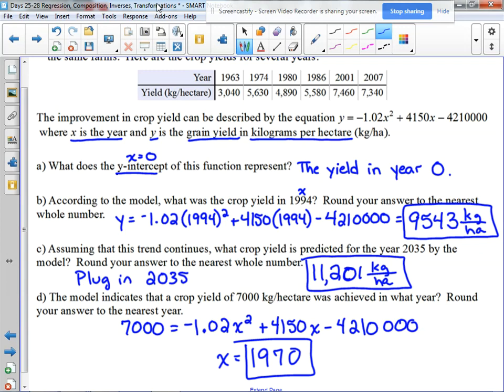And does that agree with the model or with the actual data? Not really. Actual data in 1970, it should be somewhere around 5,000. So here's a really good example of a model not exactly fitting the data super well, but that's what they told us to use. So that's what we're going to use.